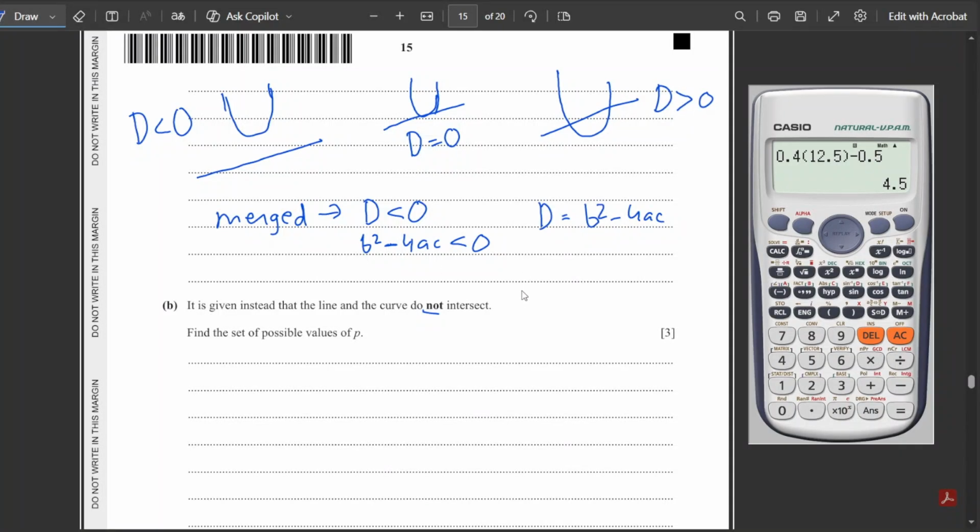Therefore, what does this mean? This means that the discriminant b squared minus 4ac is less than 0. Now, we have to find the set of possible values of p. For this particular instance, when they do not intersect, we have to find out what the values of p are going to be in that particular case.